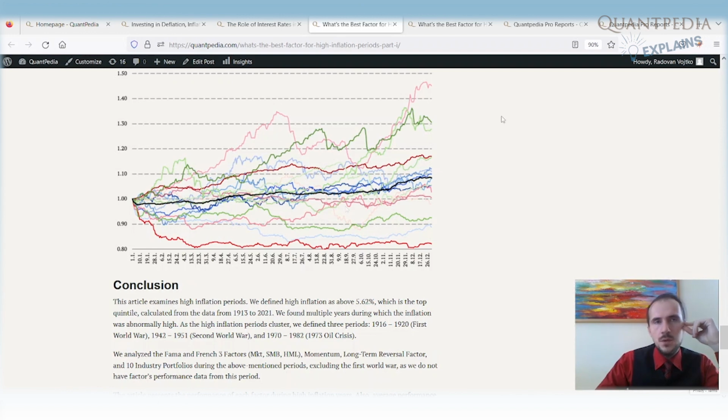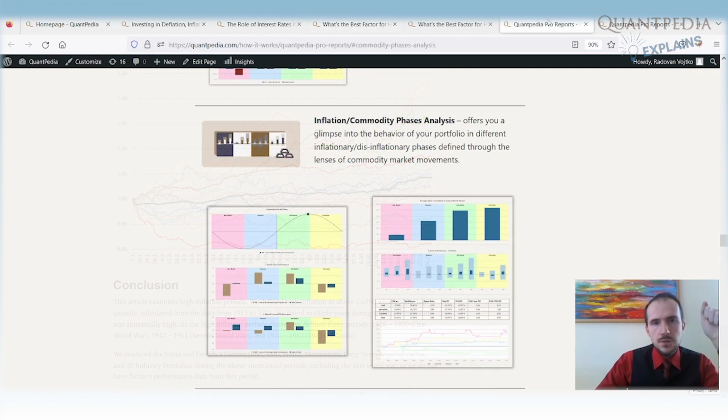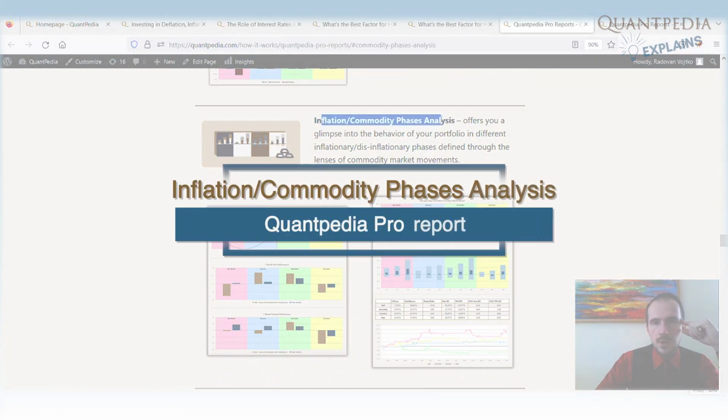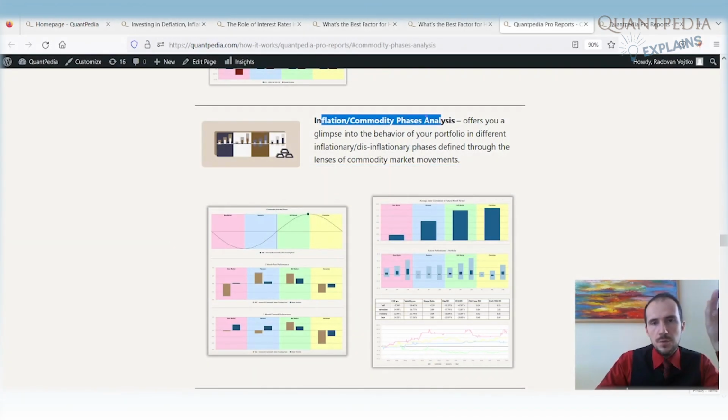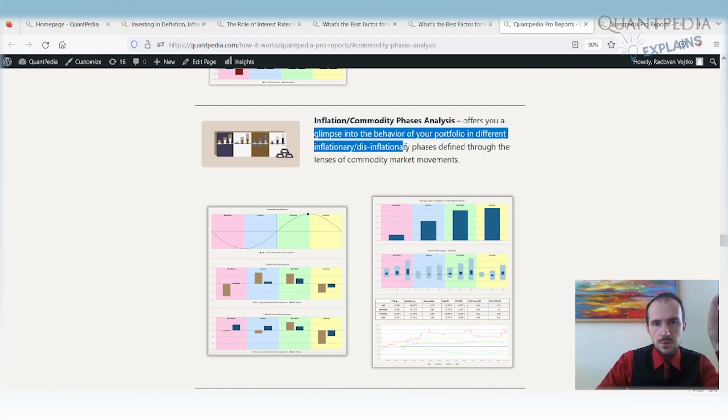At Quantpedia, we understand that interest rates and inflation can have a really significant impact on the performance of trading strategies. Because of that, we have two special reports in Quantpedia Pro. The first one is called Inflation Commodity Phases Analysis. You can select any trading strategy, or upload your own trading strategy into Quantpedia Pro, and this report will give you a glimpse into the behavior of your portfolio in different inflationary phases, defined through the lens of commodity market movements. It uses historical data to show how sensitive your portfolio is to inflation and to spikes in commodity prices.